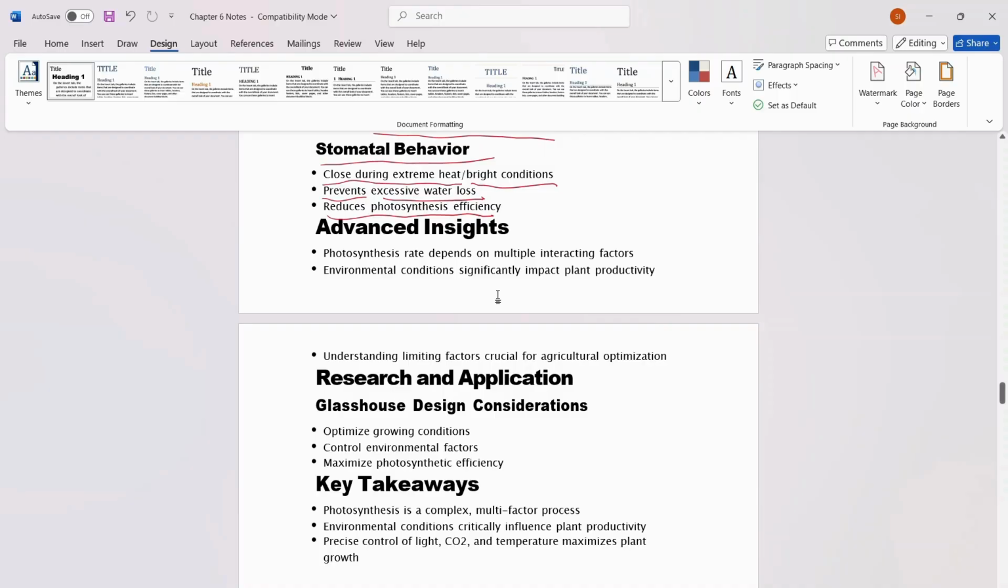Advanced insights. Photosynthesis rate depends on multiple interacting factors, such as environmental conditions, which significantly impact plant productivity. And we also need to understand limiting factors, which is crucial for optimization.